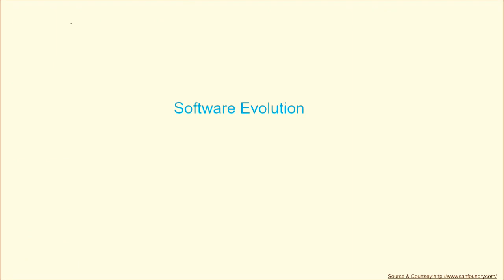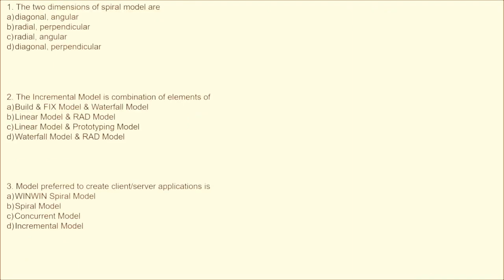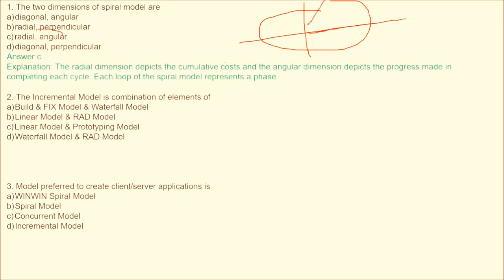And the third topic today is software evolution. The two dimensions of the spiral model are, first, your radial and then your angular. So the answer would be C, radial and angular. The radial dimension depicts the cumulative cost, and the angular dimension depicts the progress made in completing each cycle.